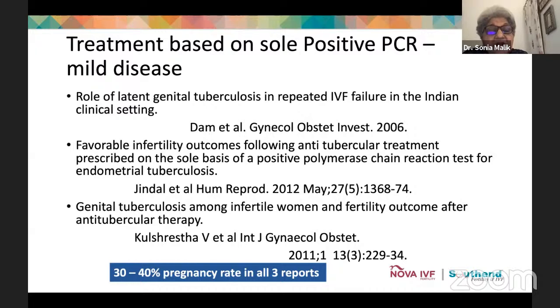And this is not only in India, but in other countries as well. But I have quoted only the Indian studies where latent tuberculosis has been diagnosed by a positive PCR. And based on that, all these people have given ATT to these patients and reported a 30 to 40% pregnancy rate in all these reports. So basically, I'm just trying to reiterate that PCR should not be neglected. But of course, we all know that a sole PCR positive is not enough to diagnose tuberculosis.